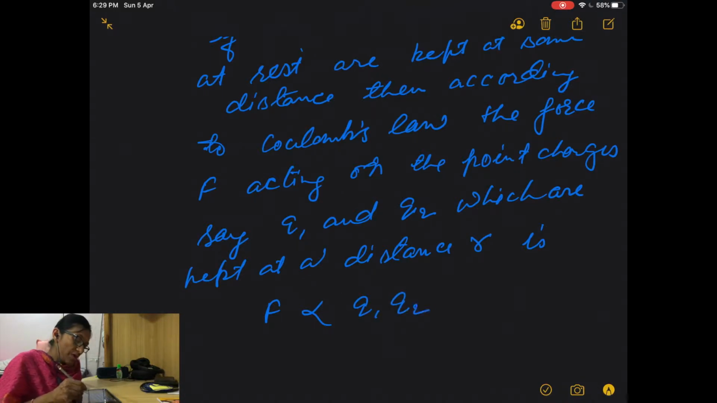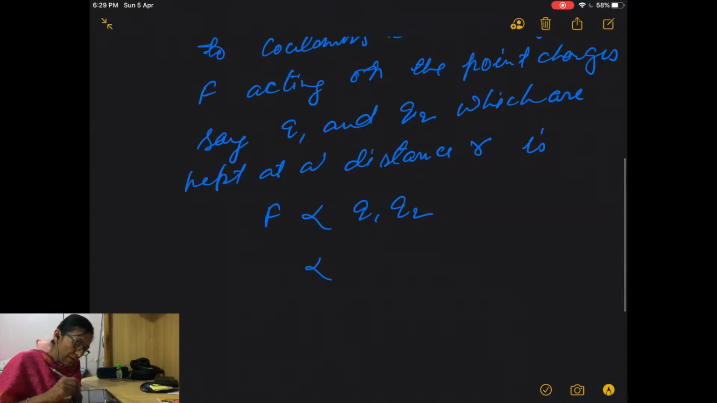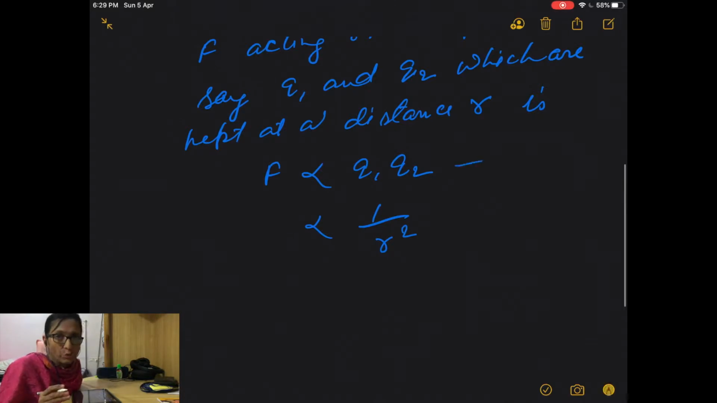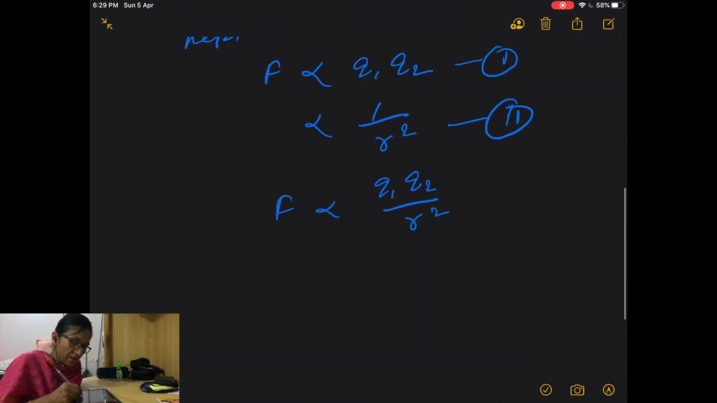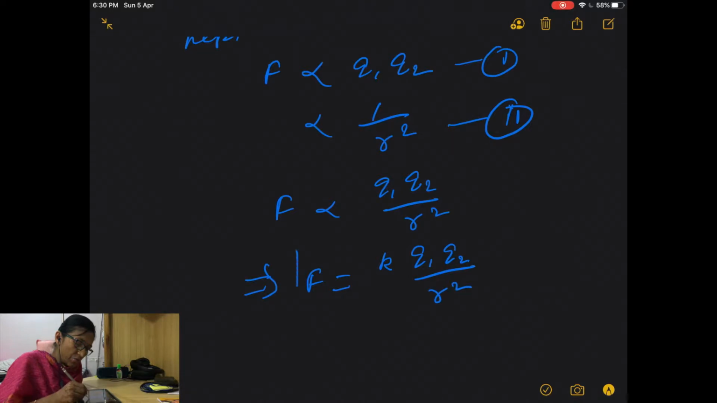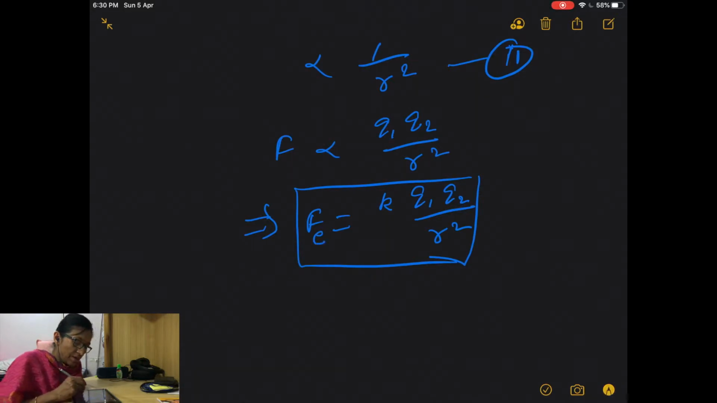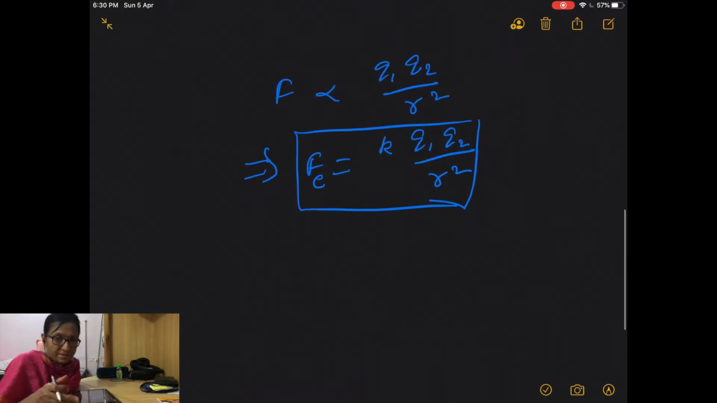proportional to the product of charges Q1 Q2, and it is inversely proportional to the square of the distance between the two charges. So when you combine the two things, you get F is proportional to Q1 Q2 divided by r square. Now it implies that F is equal to small k Q1 Q2 by r square. So we get a formula for the electric forces between two point charges kept at rest at some distance from each other.